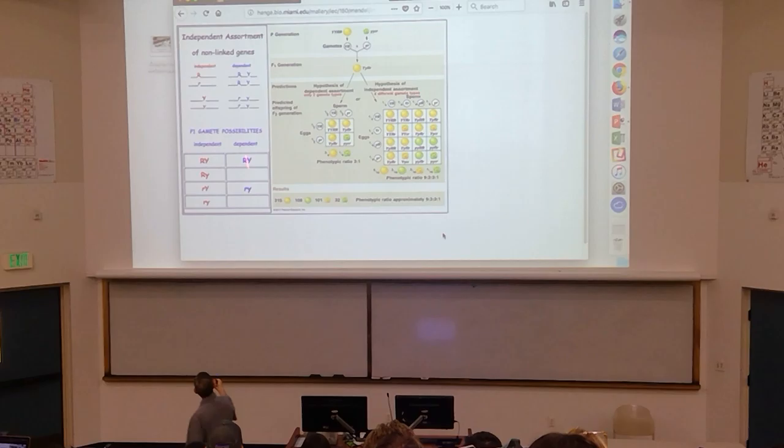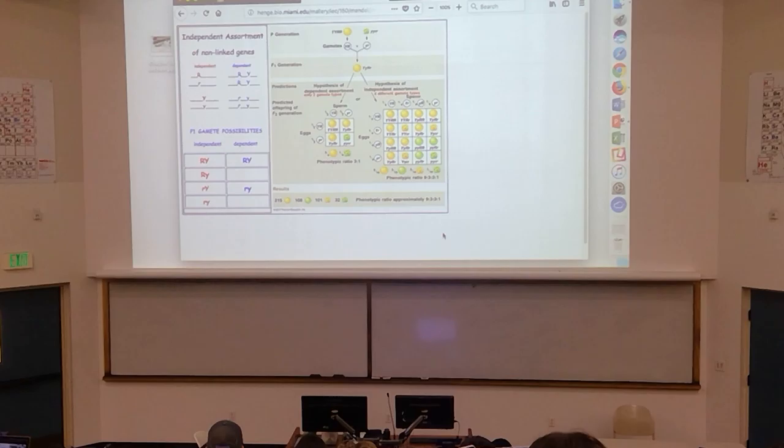What's going to be on this side if they are dependent? That is, if the alleles occur on the same chromosome, not different chromosomes, then they can't sort independently. These are going to go together. The big R and the big Y is going to combine with the little R and the little Y, and you end up with two gametes. So if you think about this, it's a very clever way of determining whether two traits occur on different chromosomes or on the same chromosome by looking at the gamete types that are produced by that.